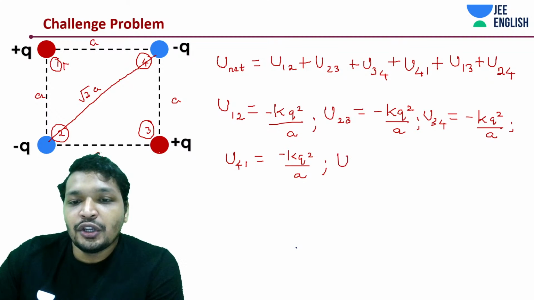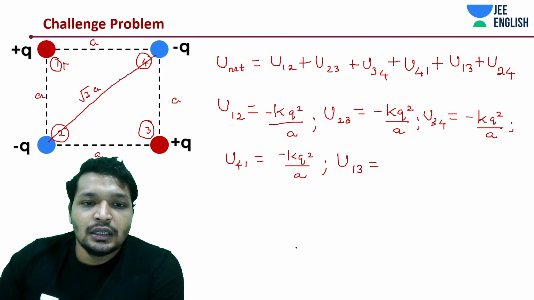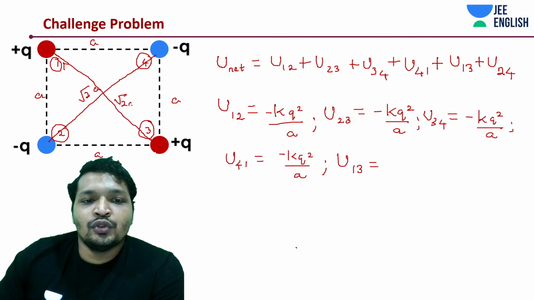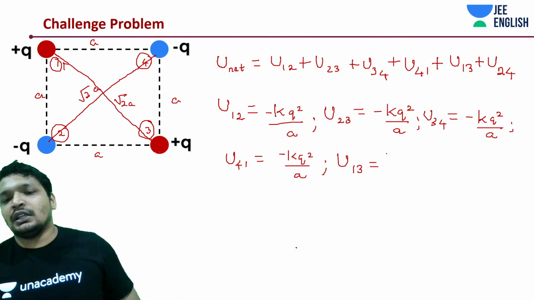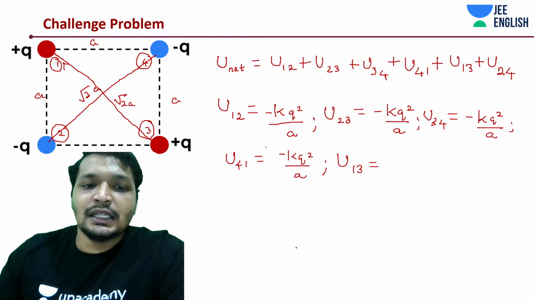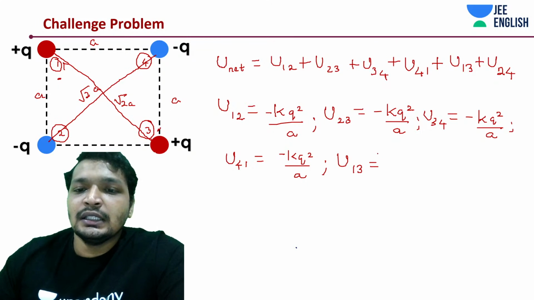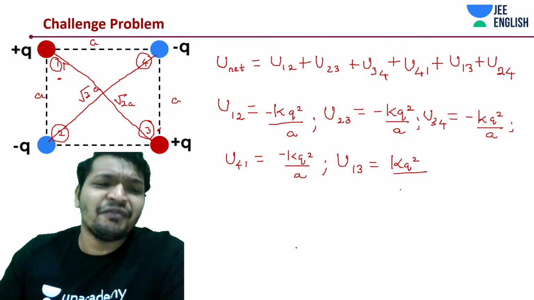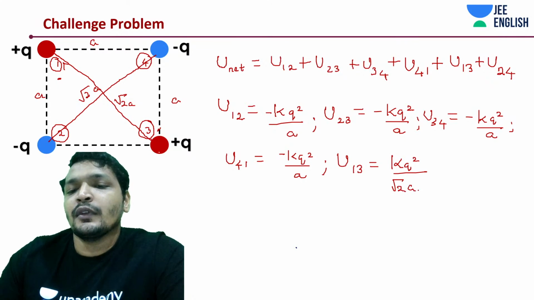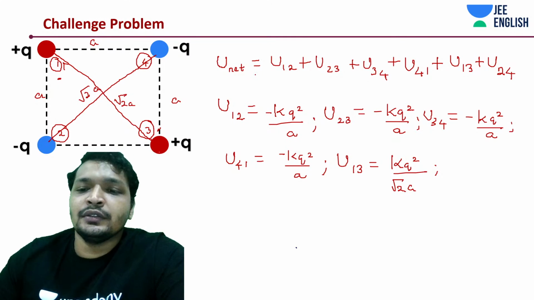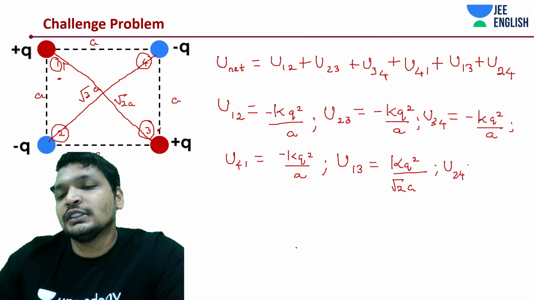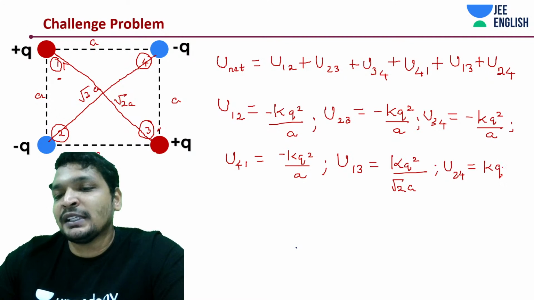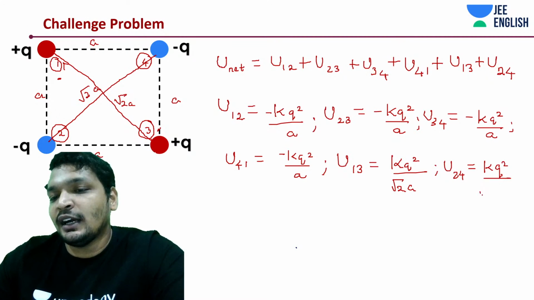Now how about U13, 1 and 3? Under root 2a again. Okay, again I'm writing it down. This is the distance between charge 1 and 3. This is 1, this is 3. What is it? It is going to be plus q, so k into q square, product of magnitude of charges, divided by the distance, in this case root 2a. Now how about U24? U24 is going to be minus q into k into minus q, which is going to give you just plus q square by under root 2a, right? Minus of minus is plus.